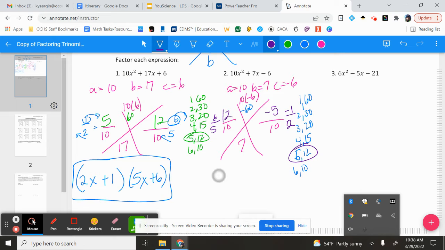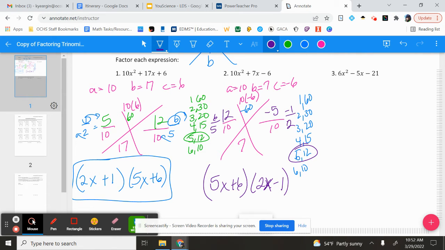My 5 swings back to become the coefficient with the variable, where my 6 swings forward to become the constant. So 5x plus 6 is one factor. My 2 swings back to be the coefficient of the variable, so 2x. And my negative 1 swings forward to be the constant. So my two factors here are 5x plus 6 and 2x minus 1.